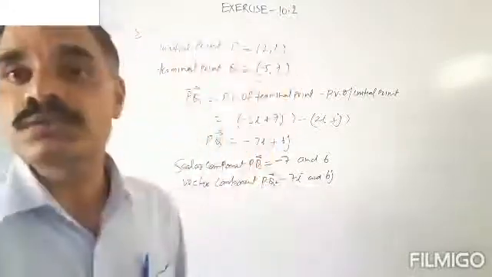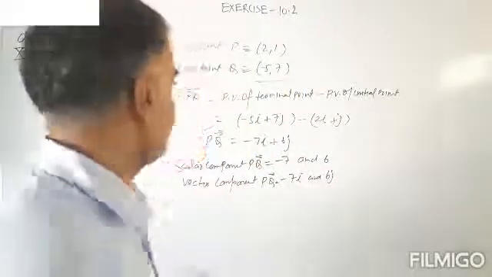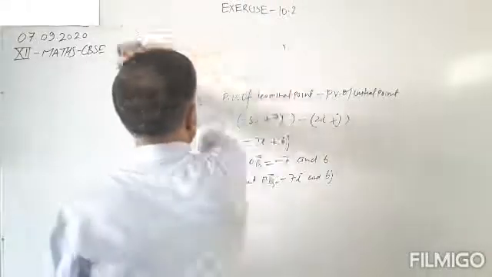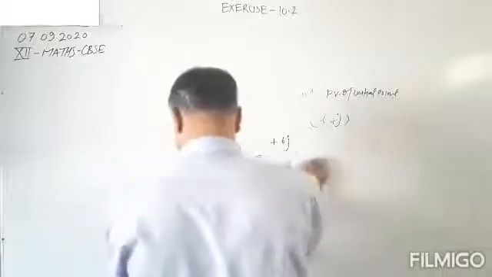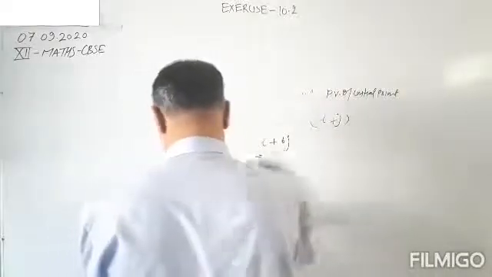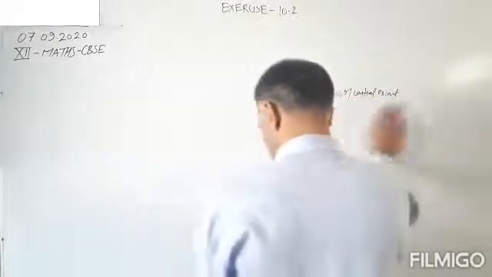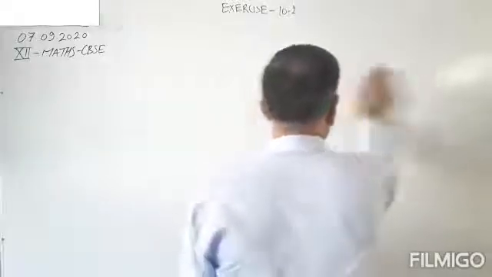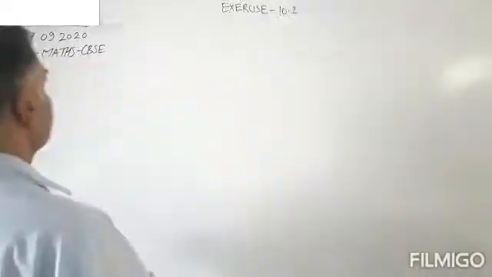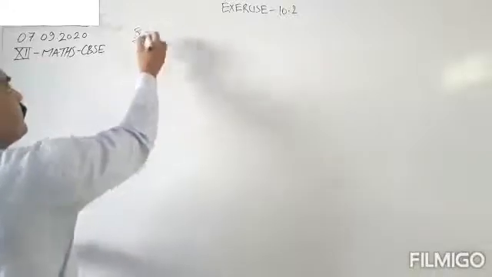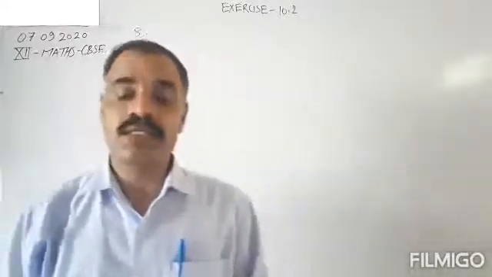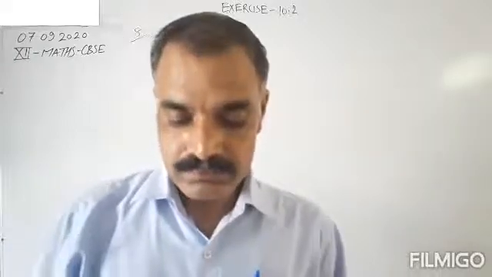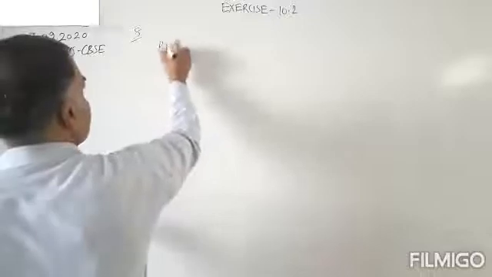Okay, now this was question number 5. Now let us take the next question, number 8. You can do question number 6 and 7 yourself. Okay, now question number 8. Find the unit vector in the direction of PQ vector.